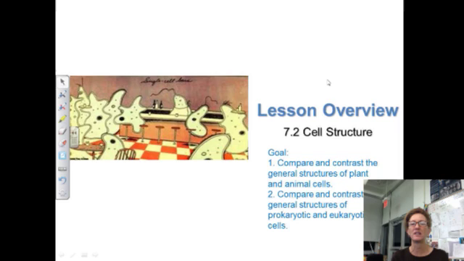So our goal is to compare and contrast the general structures of plant and animal cells, and also to be able to compare and contrast the general structures of prokaryotic and eukaryotic cells. So let's think about it.